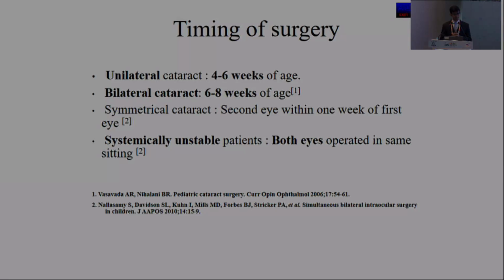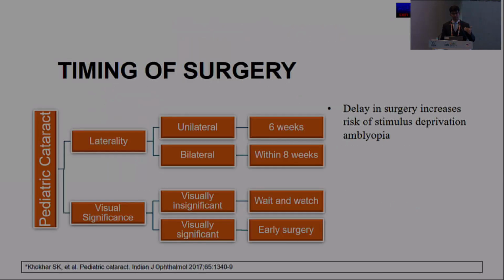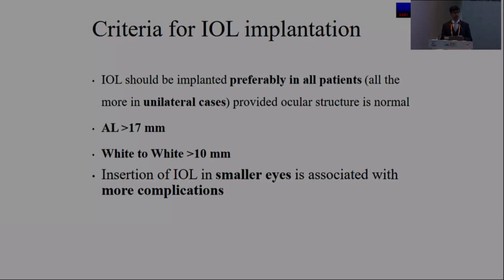Unilateral cataracts should be operated on as soon as possible, at 4 to 6 weeks of age. Bilateral cataract at 6 to 8 weeks. But the problem is not the timing of surgery. The problem actually is the age at presentation, by which the parents take the kids to you. Our cutoff at the RP center is axial length more than 17 mm and white to white more than 10 mm. We proceed with the IOL.